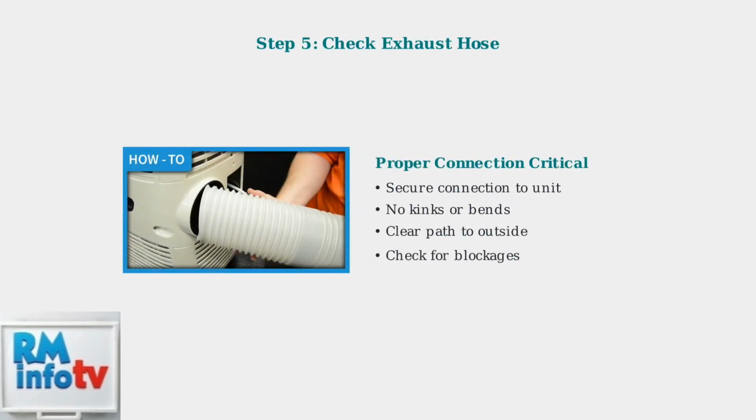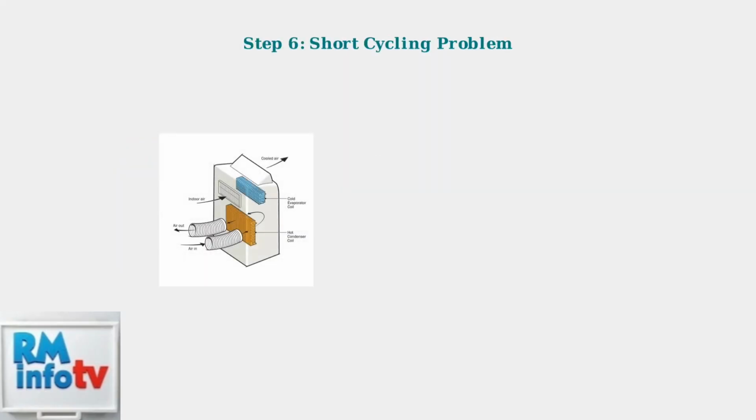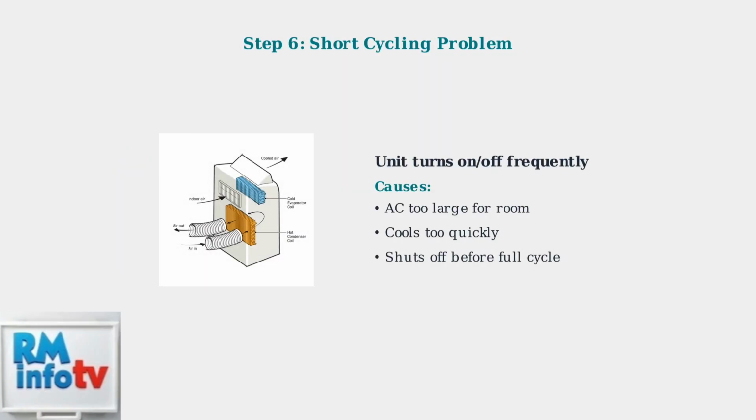The exhaust hose must be properly connected and unobstructed. Check that it's securely attached to the unit, has no kinks or bends, and provides a clear path for hot air to escape outside. Short cycling occurs when the unit turns on and off more frequently than normal.